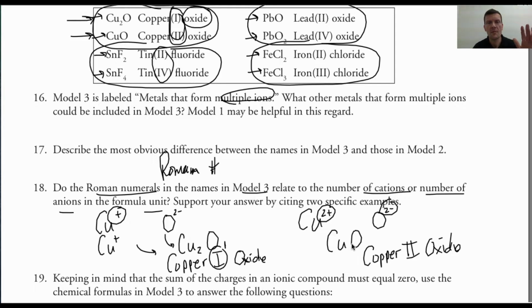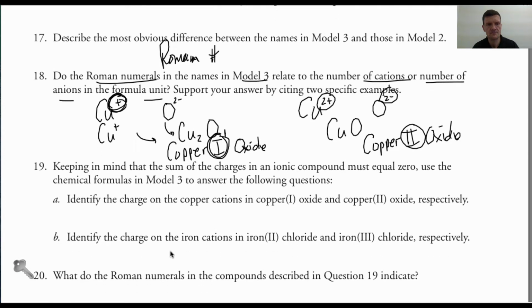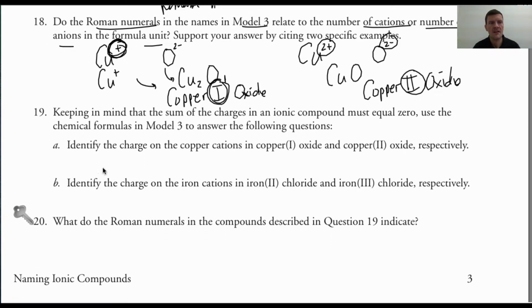But my point here is that this Roman numeral is telling you the charge on the metal. Okay, it's telling you the charge on the metal. This is a copper 2. This is a copper 1 that is being used in the formula. Okay? All right. Keeping in mind that the sum of the charges of an ionic compound must always equal 0. Key, this is very, very important.